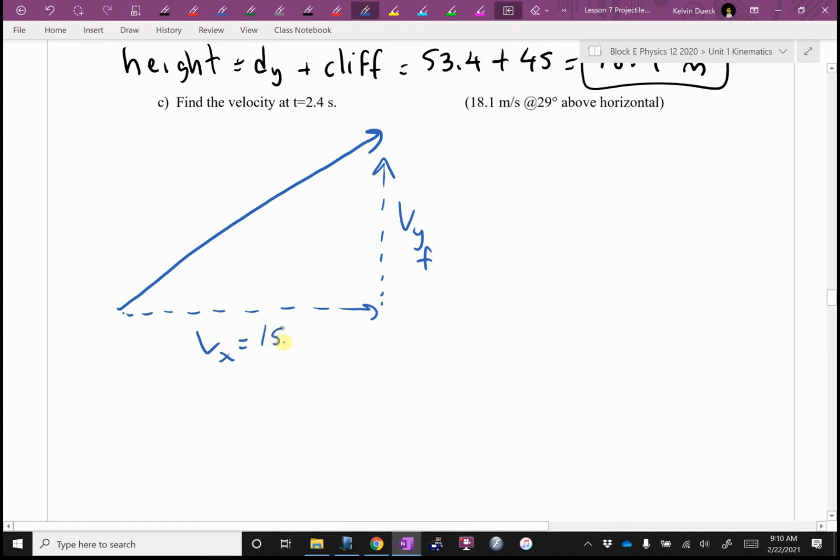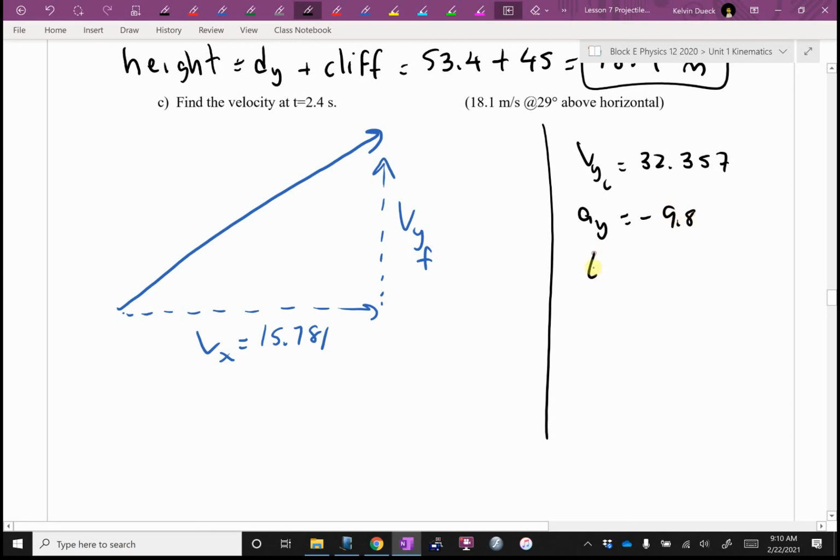15.781. 15.781. And from the previous page, can somebody tell me what Vy initial was? And I know Ay, everybody? And they told me time in this question, 2.4. Hey, I know V initial, time, and acceleration. Is that enough that I can find that and stick it onto my triangle? Yeah. There is an equation that has a V final, a V initial, an A, and a T in it.